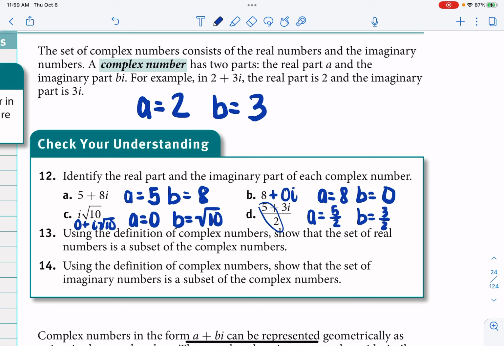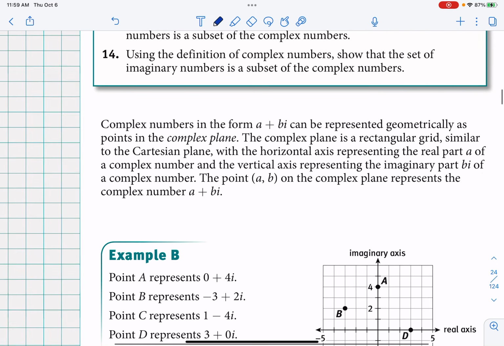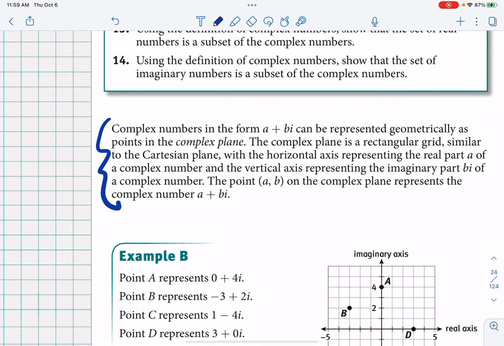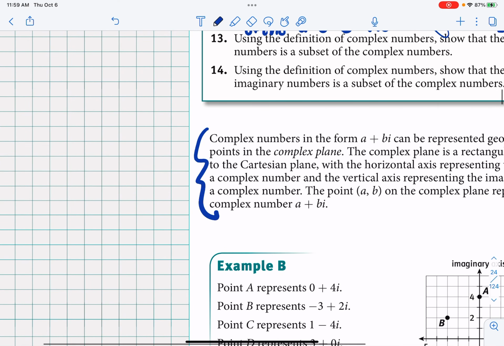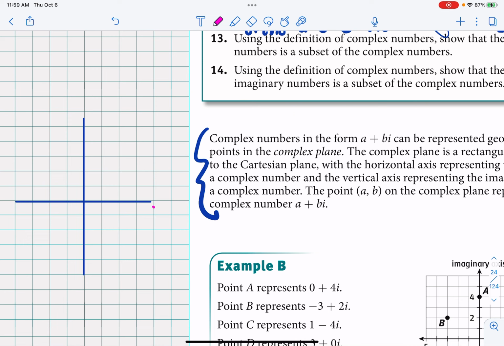Now here's where we're going to jump: how can we graph this? Off to the side, I'm going to explain this in shorthand. Draw your coordinate plane, so draw your y-axis and your x-axis. In this problem, your x-axis represents your real number, and your y-axis represents your imaginary.